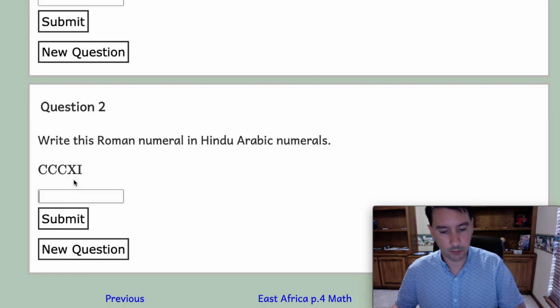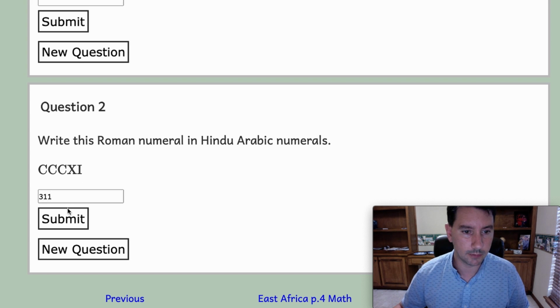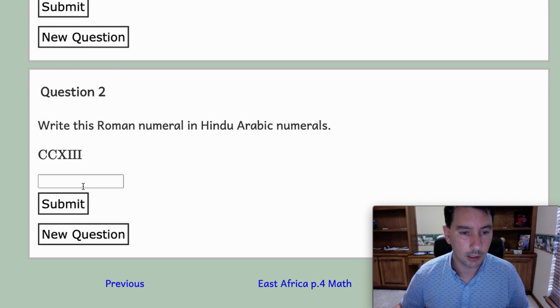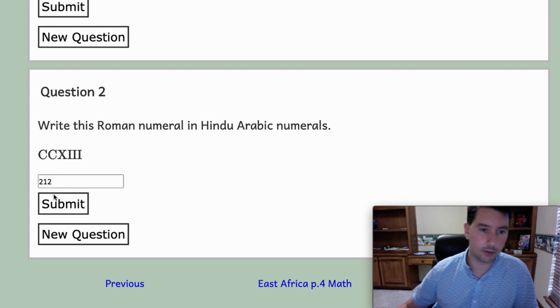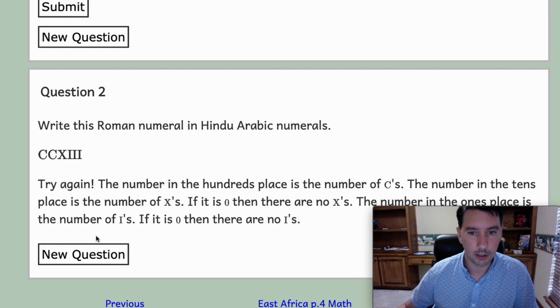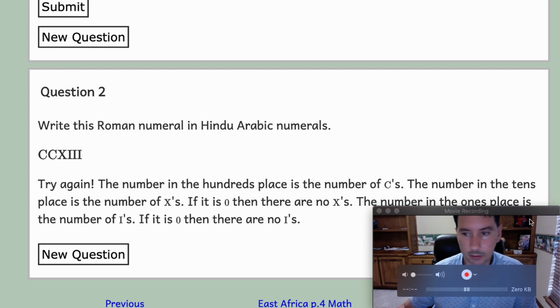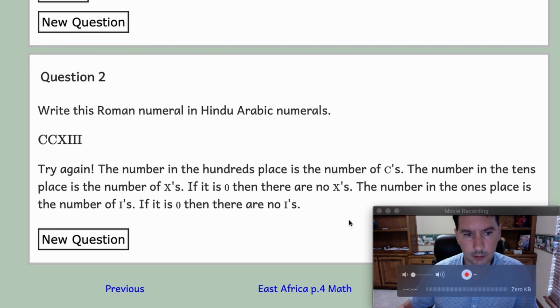So in this case, there's 300s, a 10, and a 1, so this represents 311. And again, if I get one wrong, so let's say I put a 200, and there should be a 1 here, and then there should be 3 ones, 13, but let's say I miscount and I put 212. Again, all it's going to do is tell you how to get the correct answer.